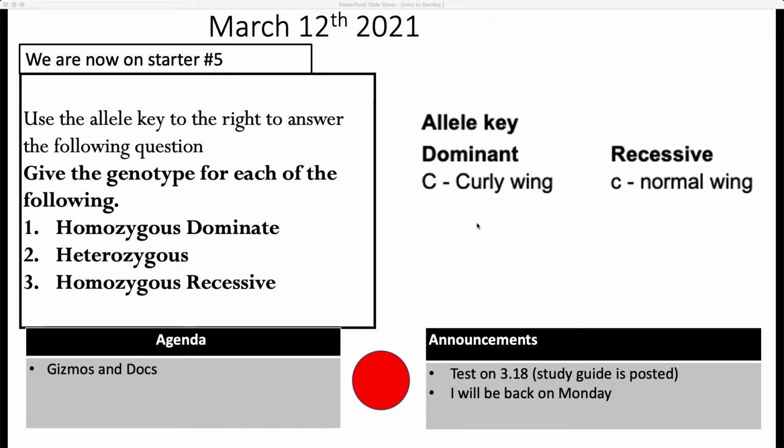So, we are going to start off the day like we always do. What is the starter question? The starter question states, use the allele key to the right to answer the following question. Give the genotype for each of the following. Using this allele key, I want to know the genotype for homozygous dominant. Number 2, heterozygous, give me the genotype. Number 3, homozygous recessive, give me the genotype.